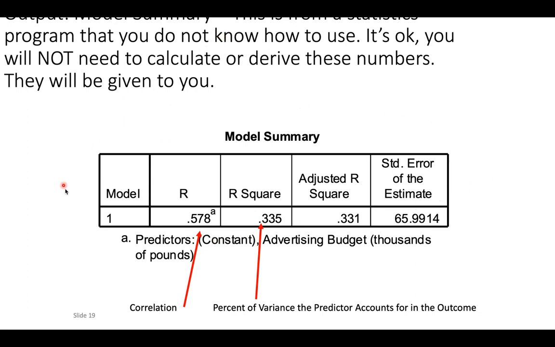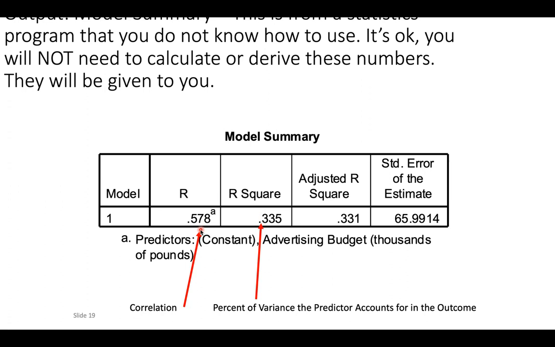So the second thing that we end up with from the computer, the first thing is the line of best fit. The second thing is a summary of our model. This is where we get the correlation between our two variables. And this is where we get the percentage of the variance, R squared. Don't worry about these two things over here, the adjusted R squared and standard error of the estimate. They need not concern you right now. We just need to focus on these two values, R and R squared.